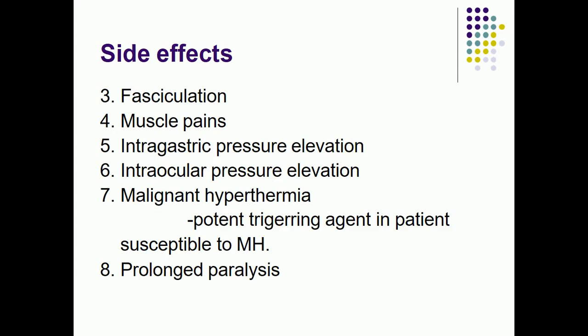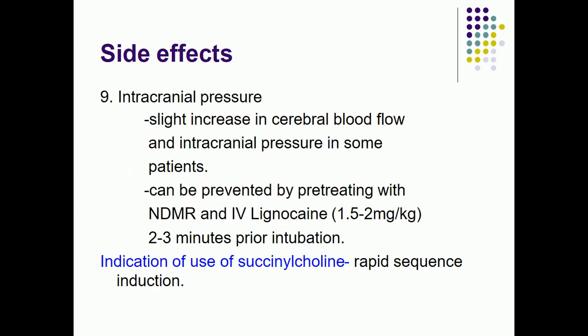Fasciculation may occur, muscle pains may occur, intragastric pressure elevation may occur, and intraocular pressure elevation occurs, while malignant hyperthermia is a potent triggering agent in the patient. So these patients are susceptible to MH, and prolonged paralysis may occur. These are the side effects which are reported.